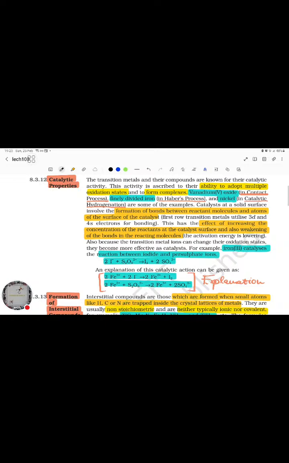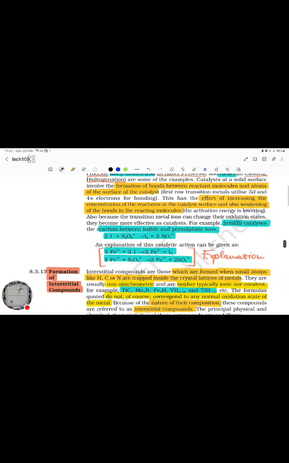Catalysts at a solid surface involve the formation of bonds between the reactant molecules and the atoms of the surface of the catalyst. This has the effect of increasing the concentration of the reactants at the catalyst surface and also weakening the bonds in the reacting molecules. That is basically it, okay, fine. The activation energy வந்து lower பண்றதுக்காகவும், and increasing the concentration of the reactants at the catalyst surface, these are the properties for which we are using catalysts.